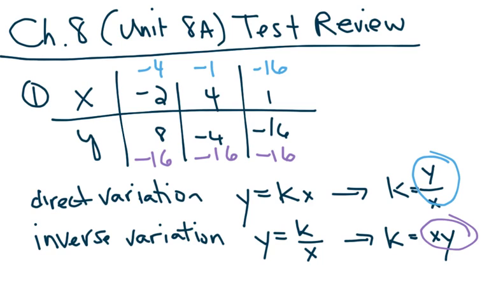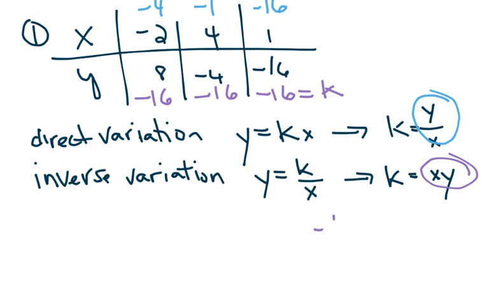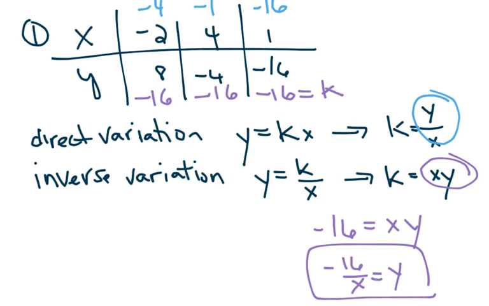All right, if it's inverse variation, then negative 16 must also be the value of k. So the equation is going to be negative 16 is equal to x times y. And when we solve that equation for y, it's going to be negative 16 over x equals y. And this set of data is inverse variation, and the equation that represents it is y equals negative 16 over x.